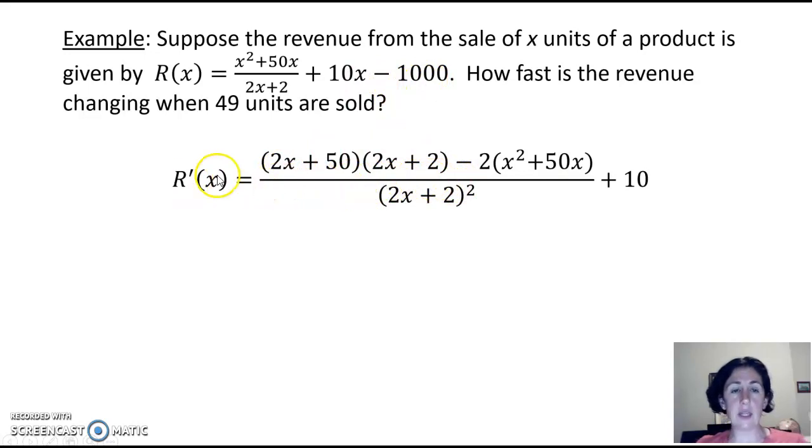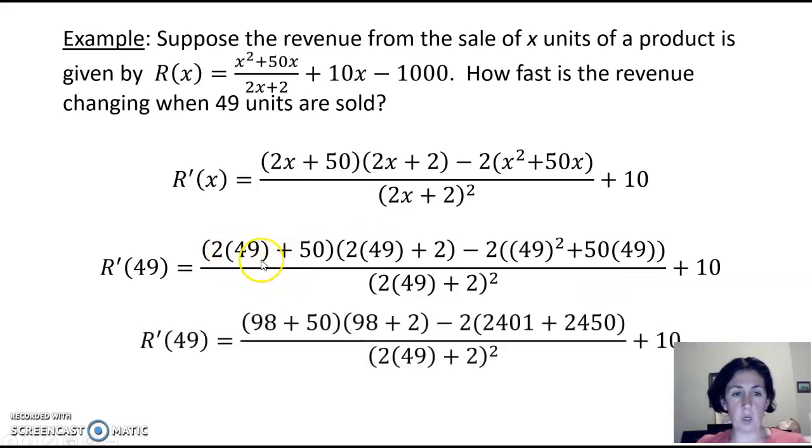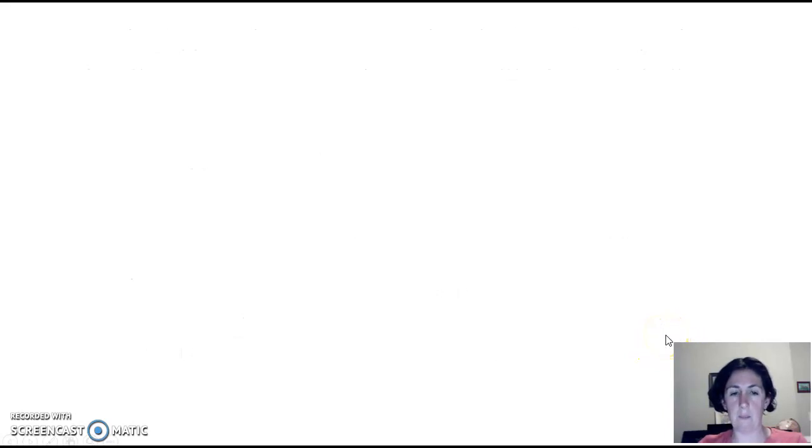Let's go ahead and now plug in 49, because I want to know what is the rate that this function is changing at 49 units. So when I go ahead and plug in 49, replacing each and every one of these x's with 49, I can start to simplify. 2 times 49 is 98 plus 50, times 2 times 49, which is 98, plus 2, minus 2 times 49 squared, which is 2401, plus 50 times 49, which is 2450, all over 2 times 49 plus 2 squared, and then we have this plus 10 here.